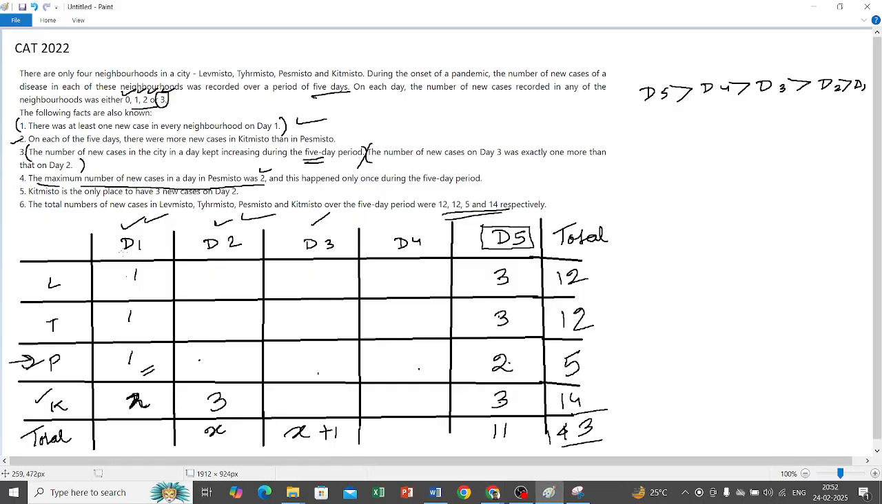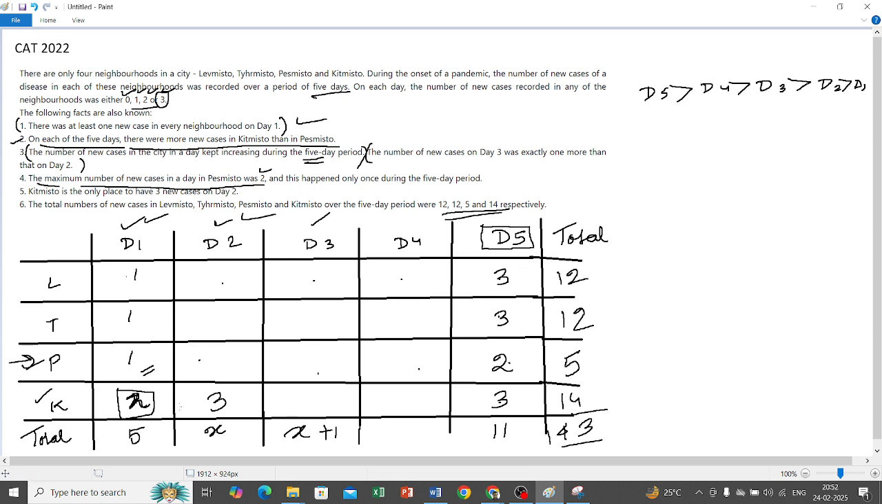So, since D1 should have the minimum number of cases and it is given that D1 should have at least 1, that means 1 is the minimum value that I can put, but for K it will be 2. Why? Because it was said here that on each of the 5 days there were more new cases in Kidmisto than in Pessimisto. So how many minimum cases must Kidmisto have? 2. So as to satisfy instruction 2. So let us add this: 2 plus 1 is 3, 5, 1. Now look, I have to put values here so that I get 12 over here.